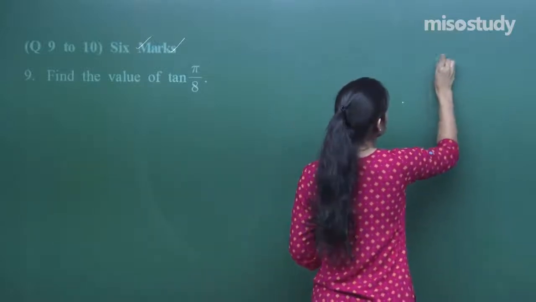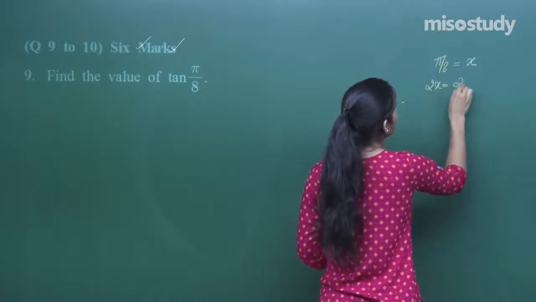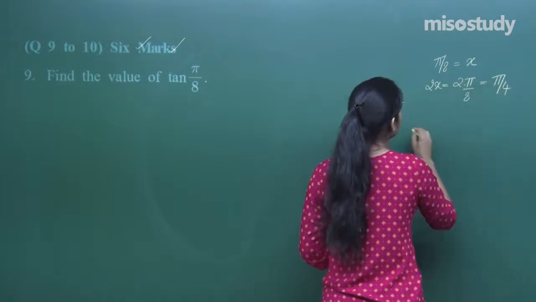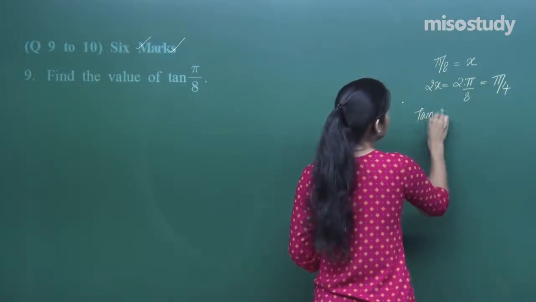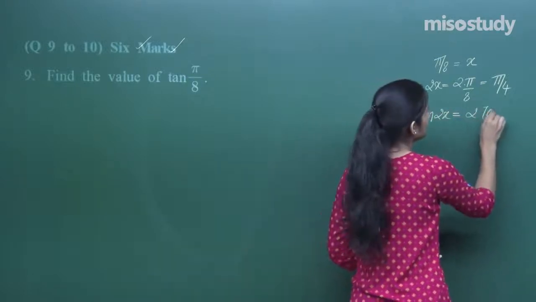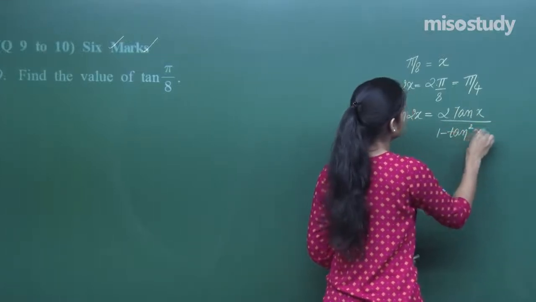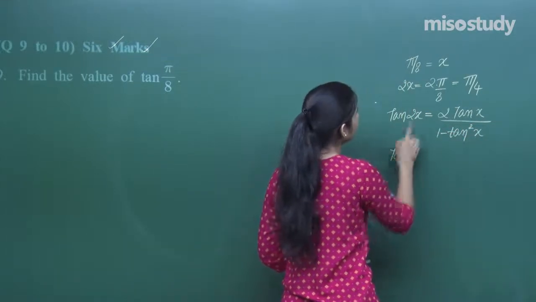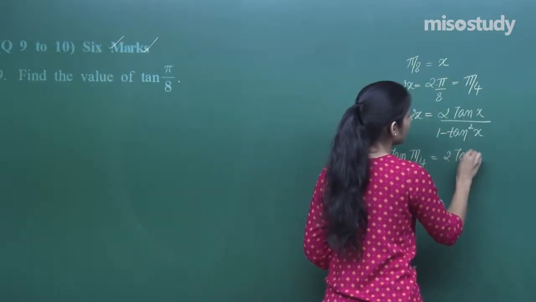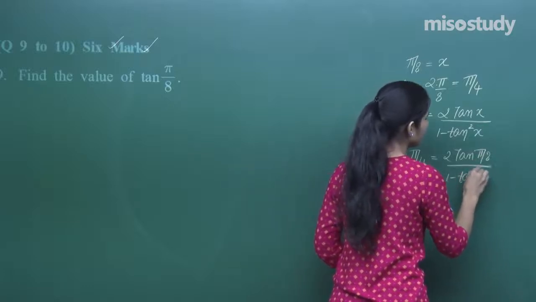So what I do is I just take pi by 8 equal to x, then 2x will be equal to 2 times pi by 8, which is pi by 4. I need to compute tan pi by 8. What is tan 2x? Formula for tan 2x is 2 tan x upon 1 minus tan square x. Tan 2x means tan pi by 4, which is 2 tan pi by 8 upon 1 minus tan square pi by 8.